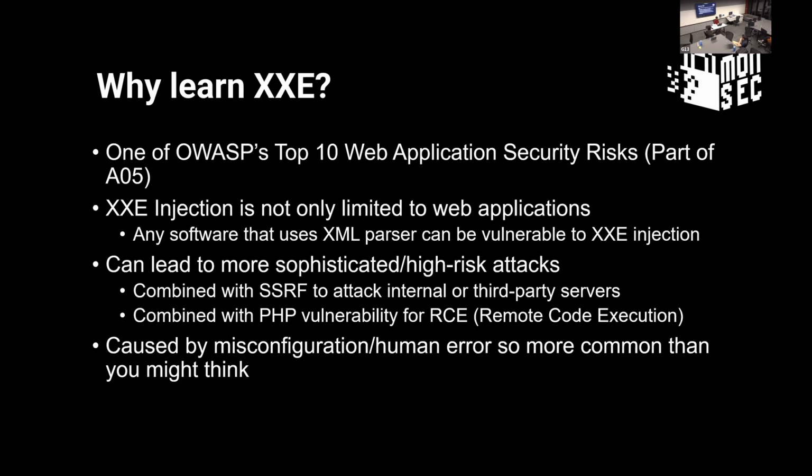XXE is one of the OWASP top 10 web application security risks. I think it was top 4 when it was first introduced. Now it's part of A05, which I think is security misconfiguration. And as I said before, it's not limited to web applications. It's caused by misconfiguration of the server or the application, or human error. So it's actually more common than you might think, even though it's a very basic attack.